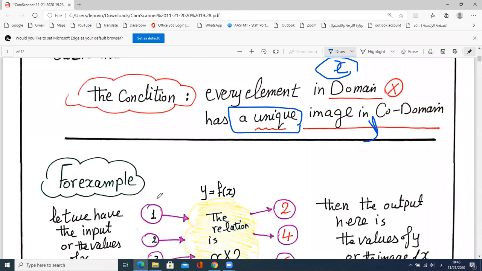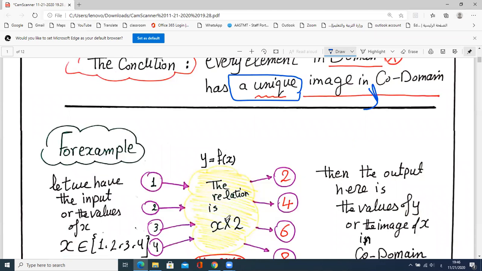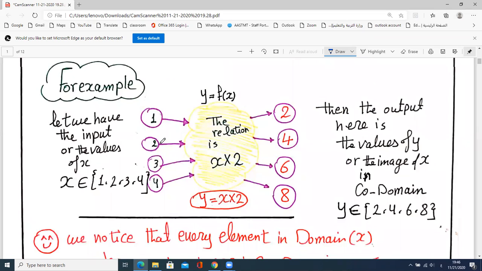Okay, for example, here we have a relation between two sets of numbers. The relation is x times 2. What I mean is that we are going to take every element in x and multiply it by 2 to get the image of y. Okay, 1 times 2 will be 2. 2 times 2 will be 4. 3 times 2 will be 6. 4 times 2 will be 8.